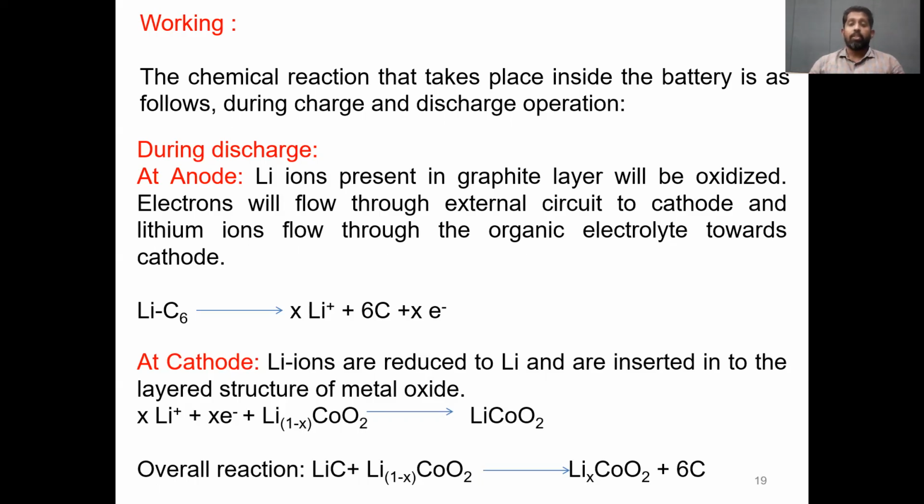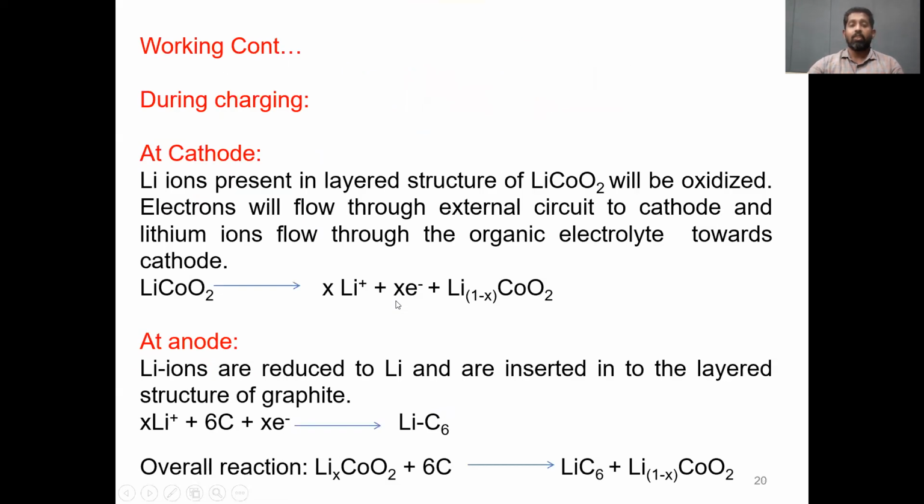So lithium moves from anode to cathode through the electrolyte, and the electrons which flow from anode to cathode reach the cathode. These electrons are received by the lithium ions, which get reduced to lithium and are inserted into the layered structure. You can see this happens during discharging. During charging, this inserted lithium will undergo oxidation and go back. So this is what happens in a lithium ion battery. Now the charging and discharging cycle repeats, right?